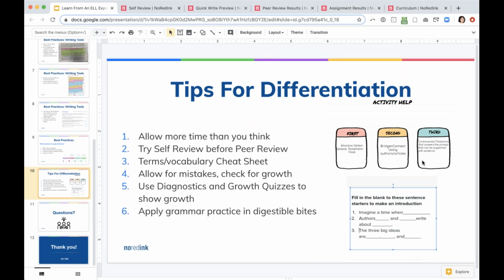Great. Number five, we talked about a little bit before, but using that diagnostic and growth, it's huge. And NoRedInk has it set up pretty flawlessly where the diagnostic and the growth quiz, they're all right there for you to click on to assign.